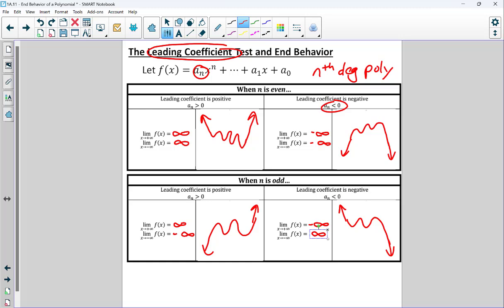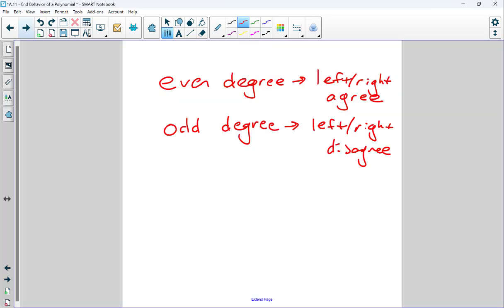So we can use the leading coefficient of a polynomial to quickly and easily answer limits to infinity and limits to negative infinity.